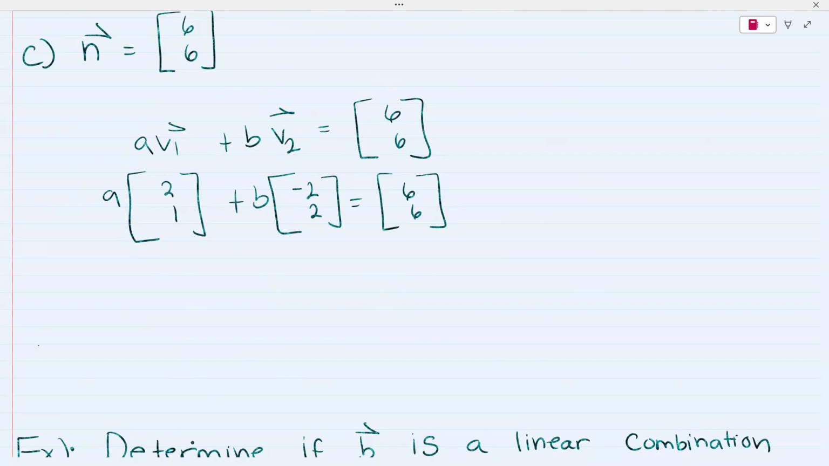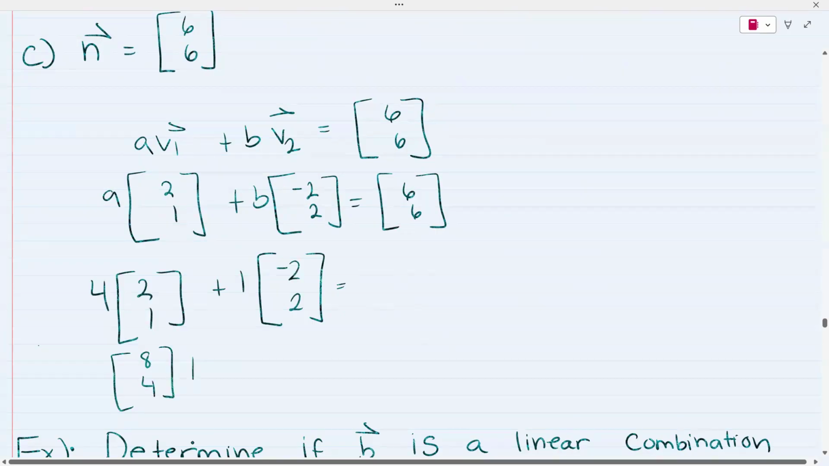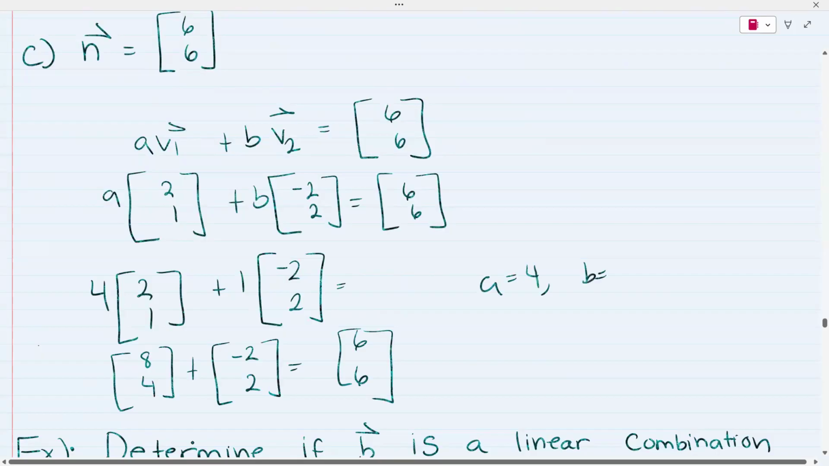Maybe we can set a to 4. And then maybe we can set b just as 1. Let's see if this works. So this would be, if you FOIL out the scalar, 4 times 2 is 8. 4 times 1 is 4. And if you FOIL out the scalar 1, 1 times -2 is -2. 1 times 2 is 2. Add them up. 8 plus -2 is 6. 4 plus 2 is 6. Perfect, it works. So that means our a value is 4, and my b value is 1.